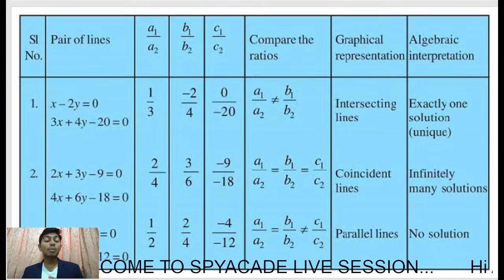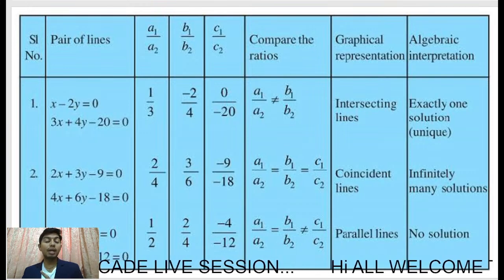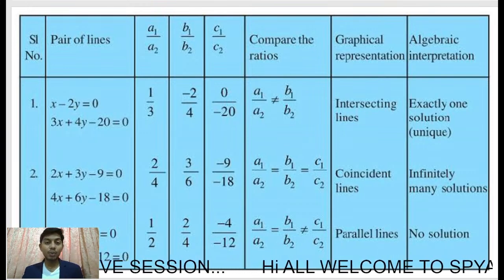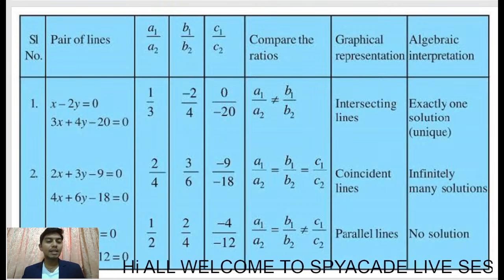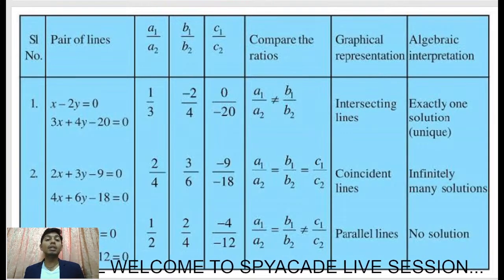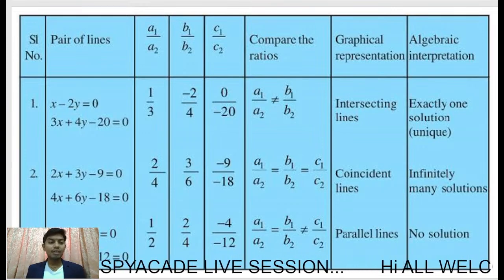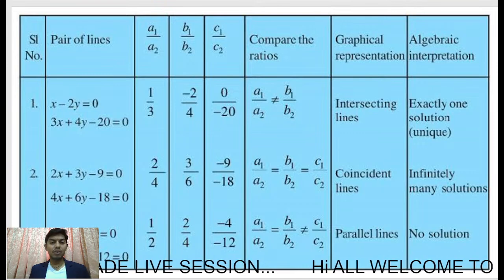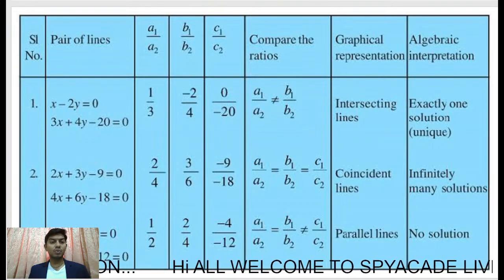So see, we are talking about the pair of two lines, which means you have two different equations in each and every question. So here also there are such things. Just look here. There are two equations in each and every category. And then here the general form. I will be writing here the general form. So that will be quite easy for you.